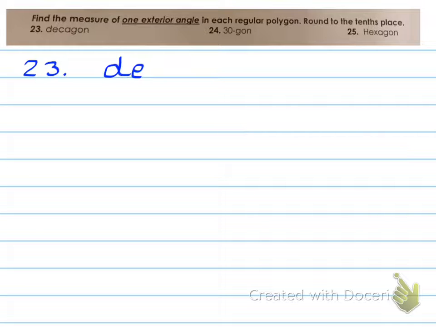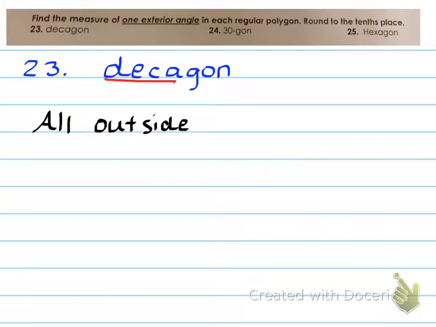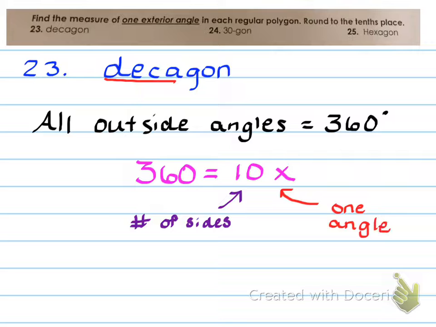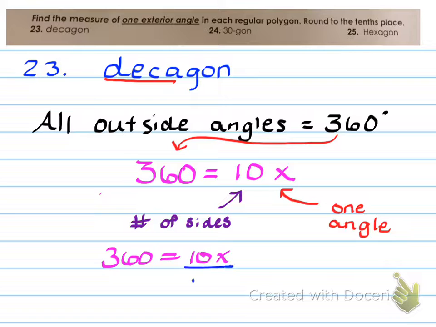So for these, as soon as you see exterior angle, you want to think 360 right away. So let's go ahead and look. So for a decagon, remember that prefix deca means 10. So all the outside angles are always going to equal 360. So we're going to set up our equation like this. 360 equals 10x. Now the 10 is going to be for the number of sides. That's where the deca came from. The x is going to be one angle measure on the outside, one exterior angle measure. And the 360 is going to be the total exterior angles of all polygons.